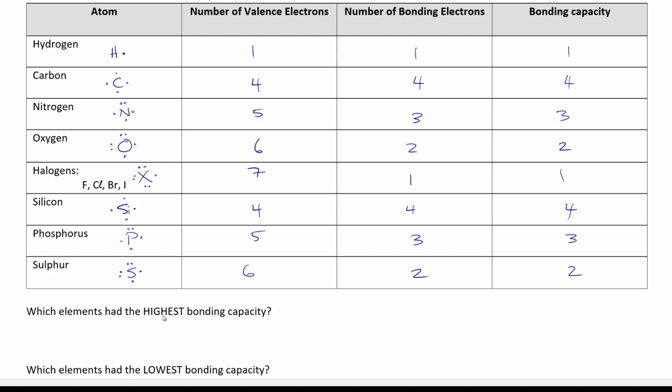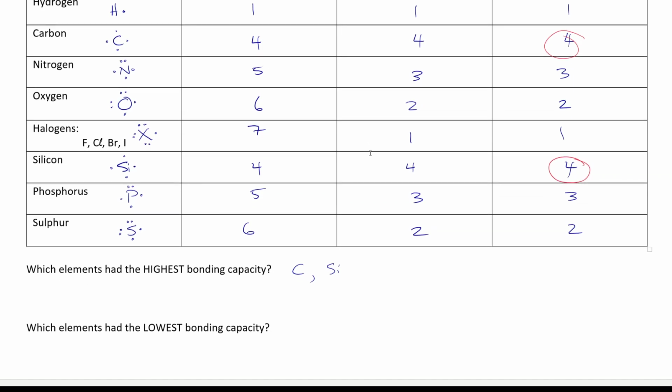So if we take a look here, it asks which elements had the highest bonding capacity. The highest bonding capacities that we see here are silicon and carbon. So carbon and silicon have the highest bonding capacities. And which element has the lowest bonding capacity? So if we look at the elements with the lowest bonding capacity, that would be our hydrogen and our halogens. So hydrogen and the halogens have the lowest bonding capacity.